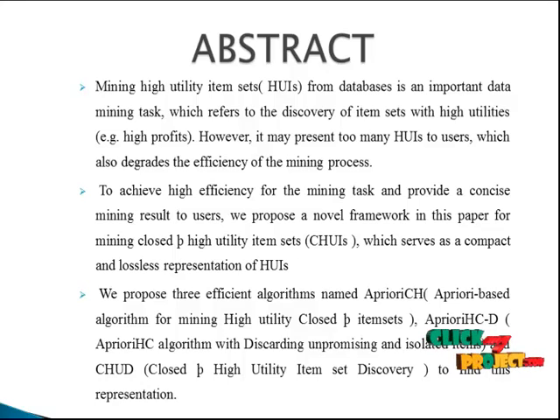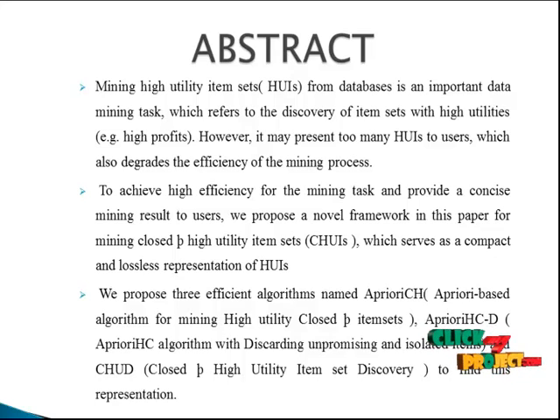So how can we achieve this? To achieve this high efficiency, we go through the mining task and provide a concise mining result to the users. Here we are following three efficient algorithms. The first is Apriori CH, an Apriori based algorithm for mining high utility closed item sets. First of all, we find the high utility closed item sets. The second one is Apriori HCD, that is, high utility closed item sets discarding unpromising and isolated items.